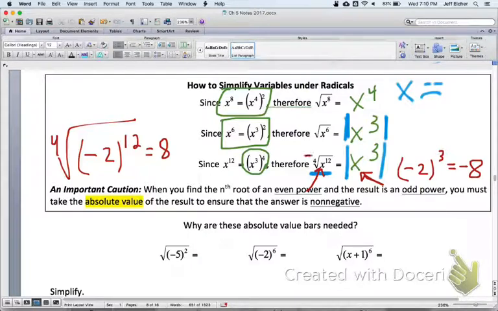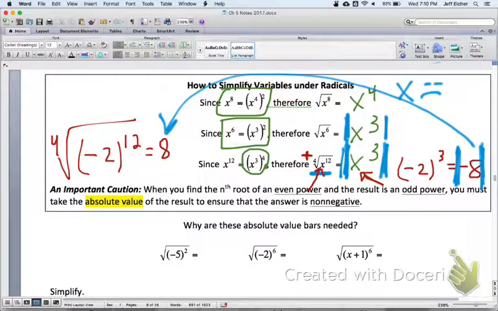Well, it was a principal root. It was the positive 4th root of x to the 12th. So when we put the absolute value bars in here and here, it's ensuring that we want the absolute value of this answer, so it'll match this answer over here, 8. So the absolute value of negative 8 is positive 8, and then we're very happy because they match.